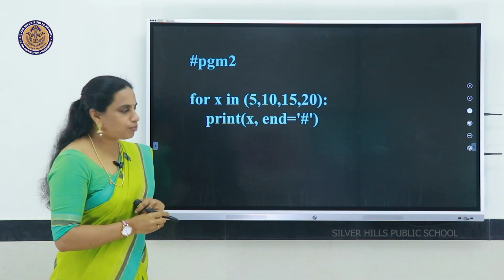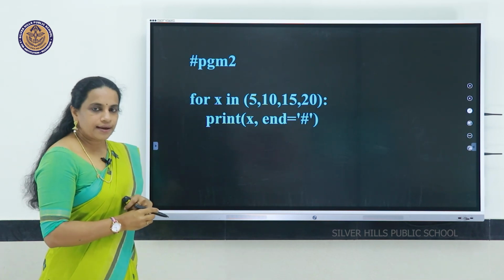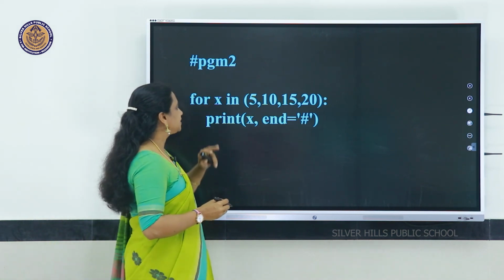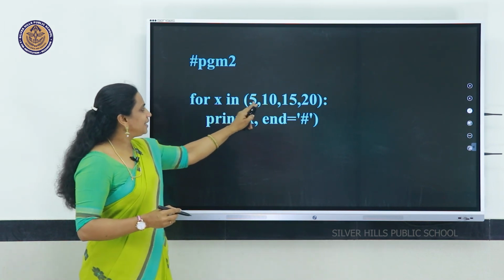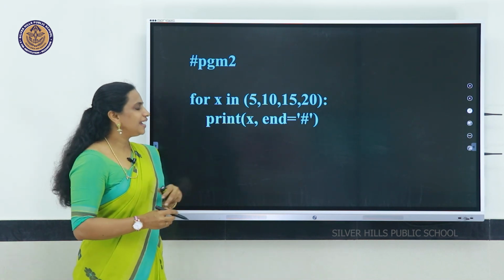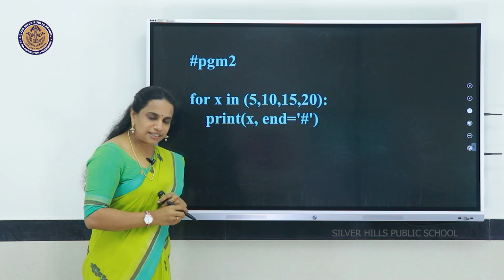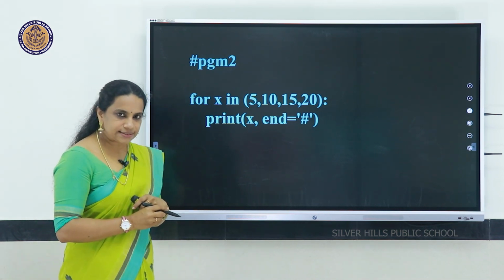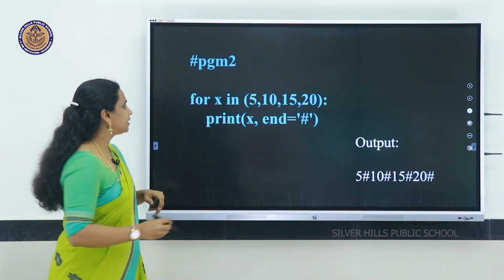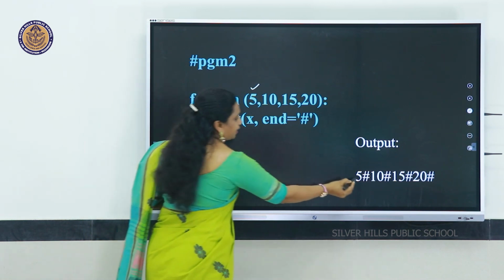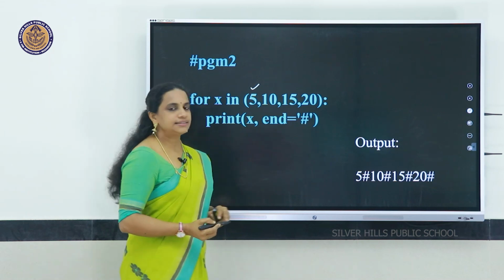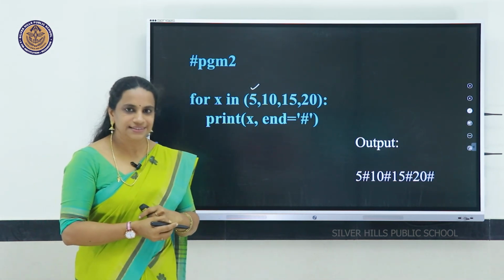Please predict the output of this question. For x, you can have any type of object as a control variable. In this program, x is known as the control variable: for x in tuple (5, 10, 15, 20), print x, end is a hash symbol. Please predict the output, try it and check: the initial value of x is 5, so 5 hash, then 10 hash, 15 hash, 20 hash. Very simple, isn't it?